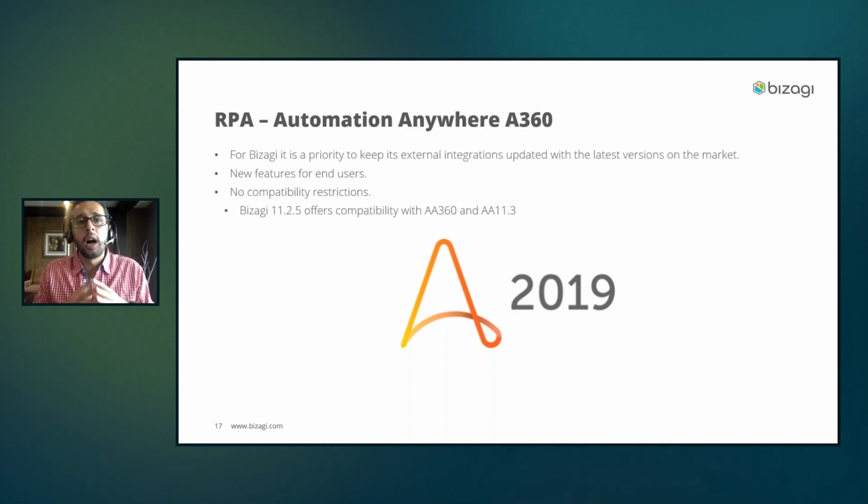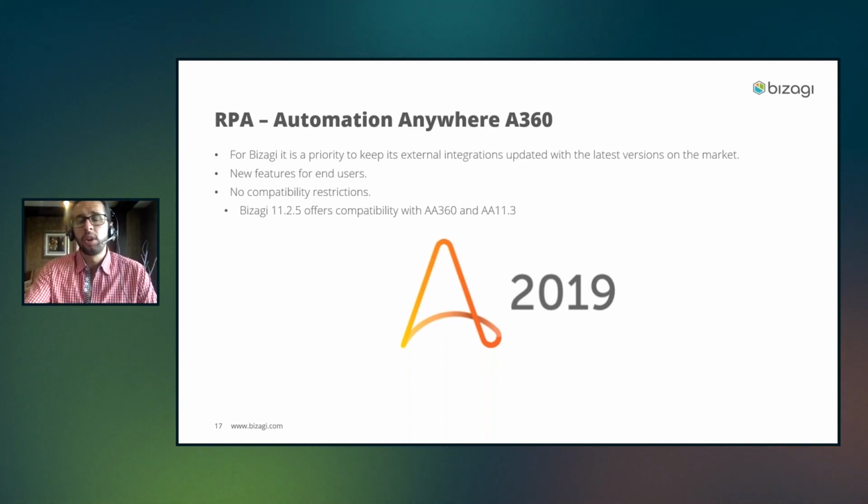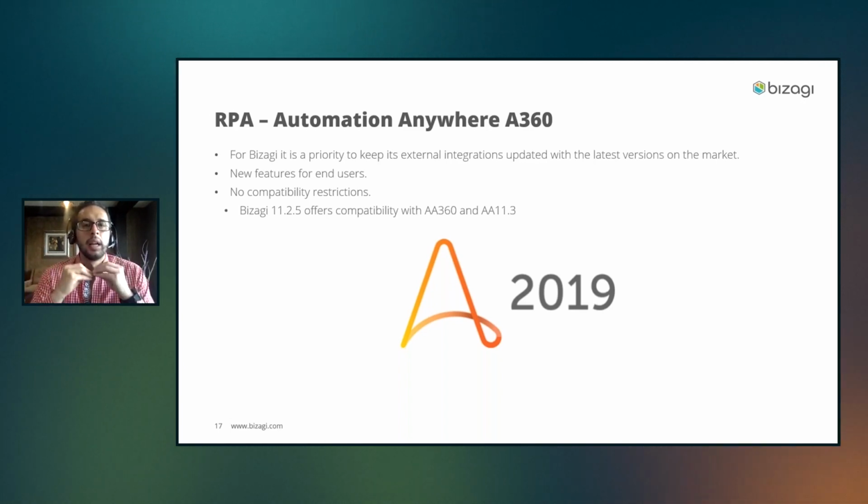We offer out of the box a native integration with the leaders in the RPA space: Blue Prism, Automation Anywhere, and UiPath. So you decide which RPA provider you want to use, and then you can just integrate it really easily into our platform. But as a priority for Bizagi, we always want to have our technologies and our integrations up to date with the latest version on the market.